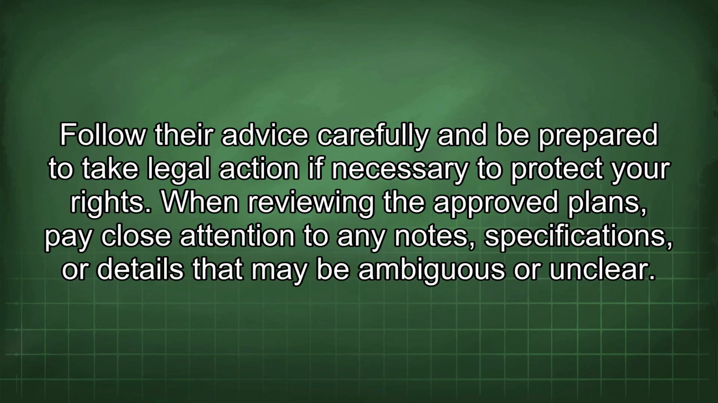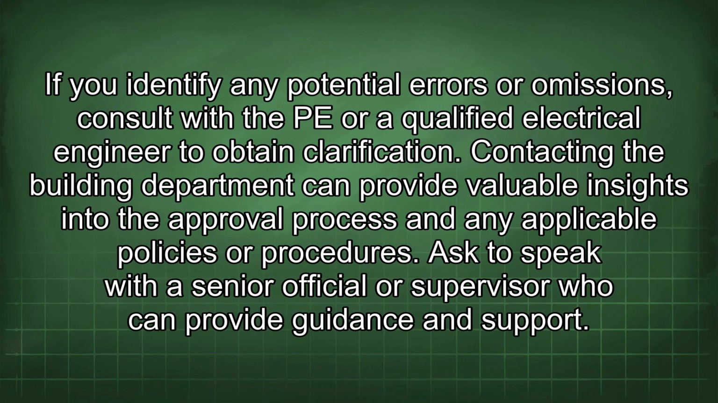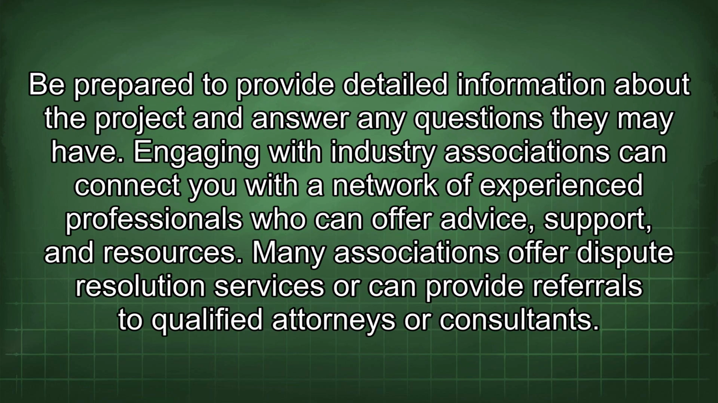When reviewing the approved plans, pay close attention to any notes, specifications, or details that may be ambiguous or unclear. If you identify any potential errors or omissions, consult with the PE or a qualified electrical engineer to obtain clarification. Contacting the building department can provide valuable insights into the approval process and any applicable policies or procedures. Ask to speak with a senior official or supervisor who can provide guidance and support. Be prepared to provide detailed information about the project and answer any questions they may have.